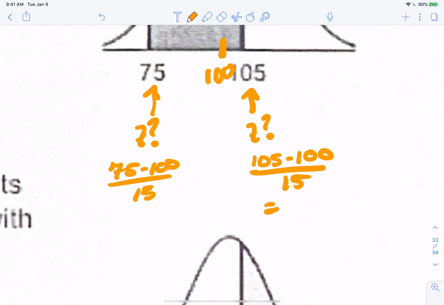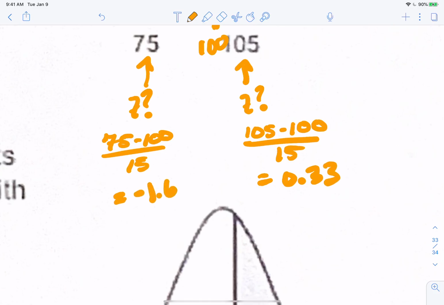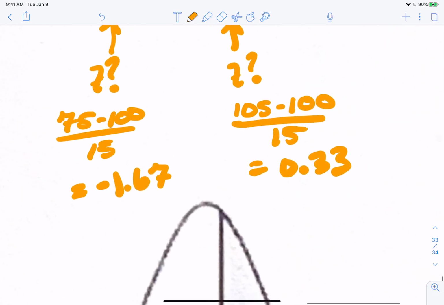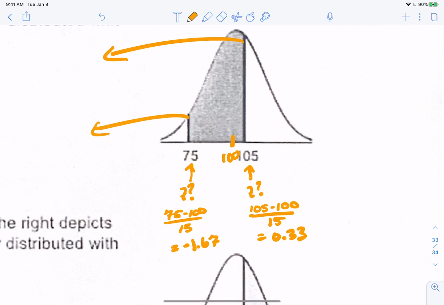Okay? Anybody got them? 0.33. And negative 1.67. Perfect. On the positive table, look up 0.33. What's from there back? 0.6293. And negative 1.67 is 0.0475. All right, how do I find the area between them?